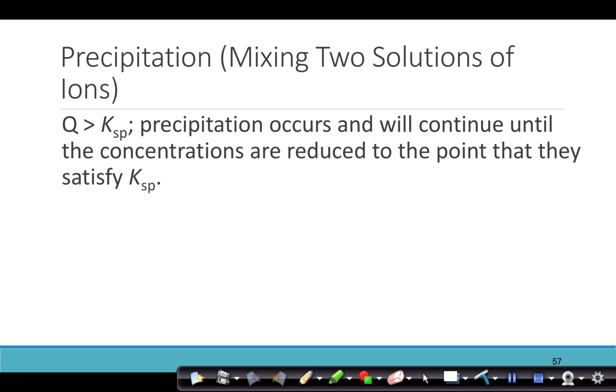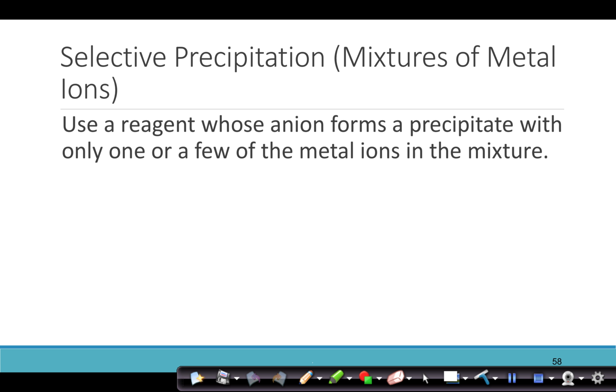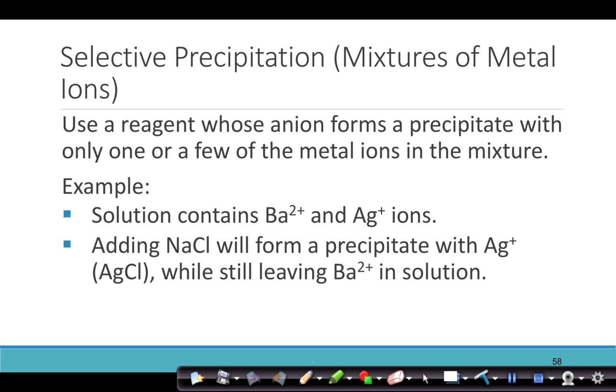Remember, the Ksp is the maximum that you can have, so you can't actually have more than the Ksp dissolved. That's why a precipitate would form. If Q is less than the Ksp, we haven't hit that maximum number yet, so that means that everything will stay dissolved. And there are ways for us to selectively precipitate different ions using our solubility rules. Lucky for you, this is not really focused on the AP exam anymore.